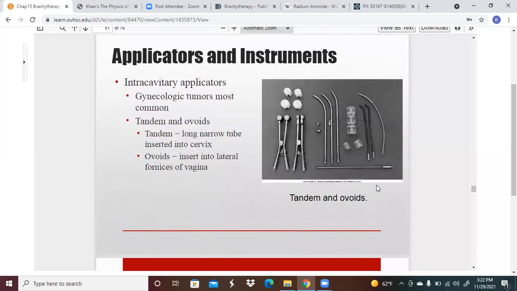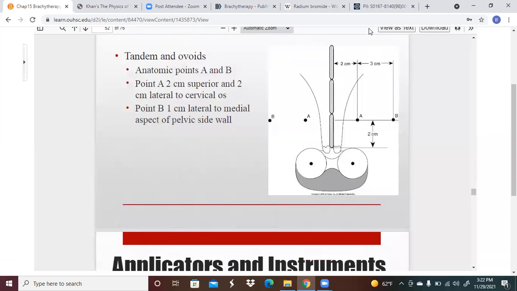The different types of instruments that you have here: you've got tandem and ovoid. Tandem and ring can also be used. That's what we used at OU to plan several different treatments. For a tandem and ovoid, the tandem is a long, narrow tube that's inserted into the cervix. The ovoids are inserted into the lateral fornices of the vagina. It's much like this.